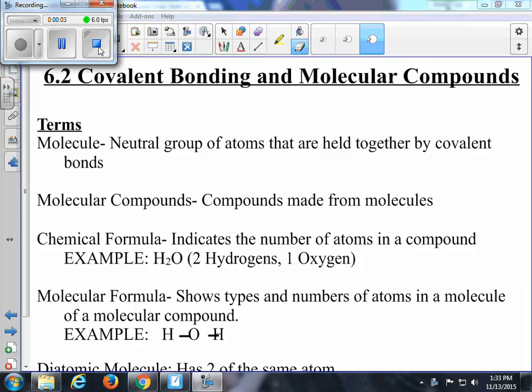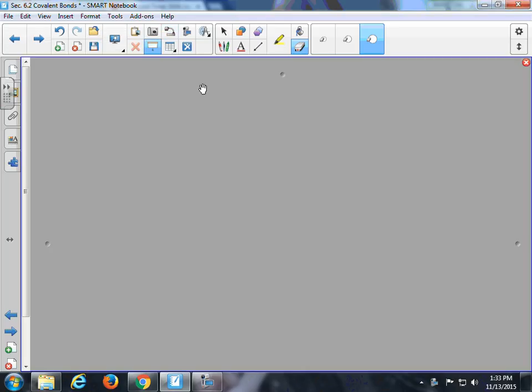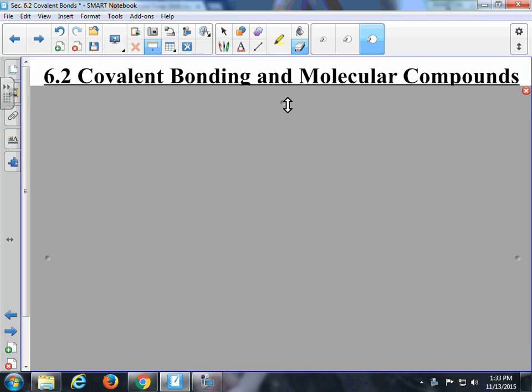Section 6.2. Yesterday we talked about what makes an ionic bond and a covalent bond. What we're going to do today is begin to explore covalent bonds. How do we make covalent bonds? What are some things associated with covalent bonds? How do covalent bonds work?